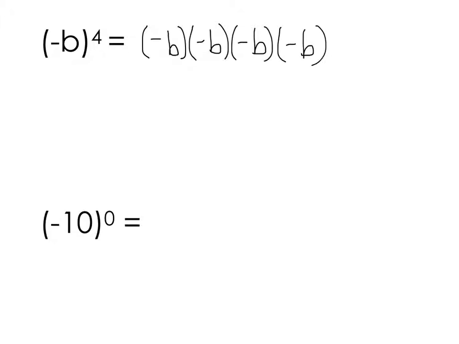Negative b to the 4th power. Notice that negative b is in parentheses, and when something is in parentheses, I like to write it down 4 times, parentheses and all. Think about our negative times a negative is a positive. Those will cancel each other out. Negative times a negative is a positive. Those will cancel each other out. So I just have b to the 4th.